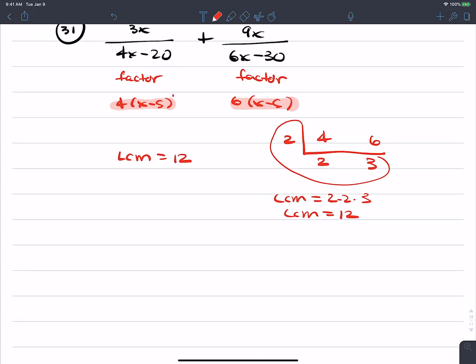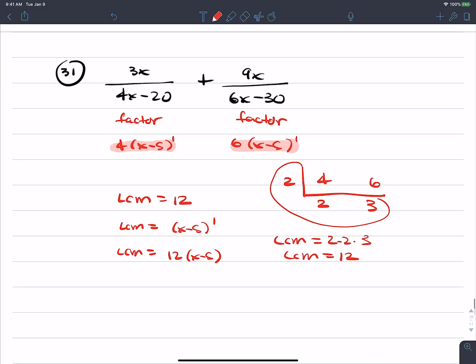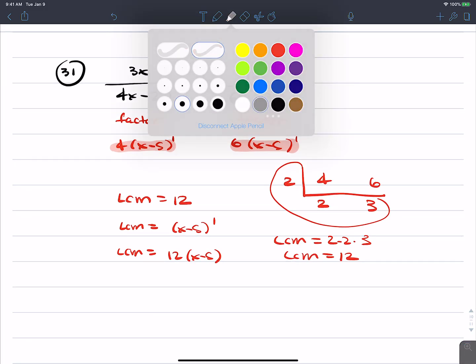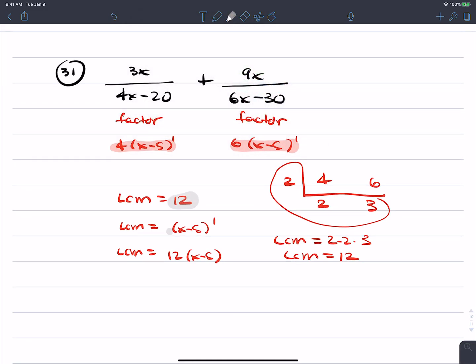Now, since the terms here have the first power, the LCM for the term is going to be x minus 5 to the first power, which is just x minus 5. So for both, your LCM is 12 times x minus 5. This is going to be the LCM for both terms. For the numbers, it's 12. For the x minus 5 term, it's x minus 5. For both, it's 12 times x minus 5.